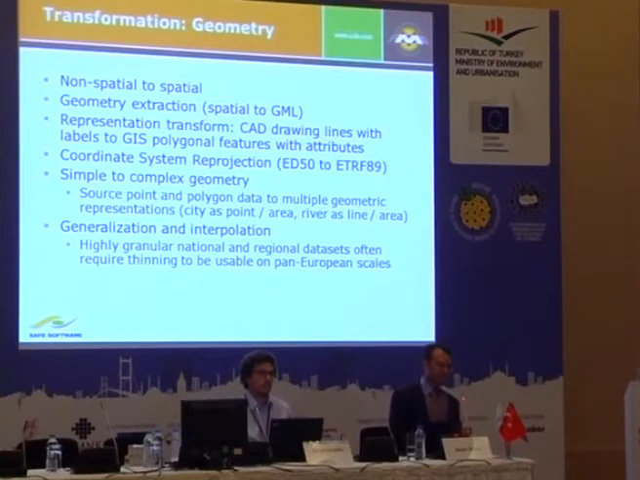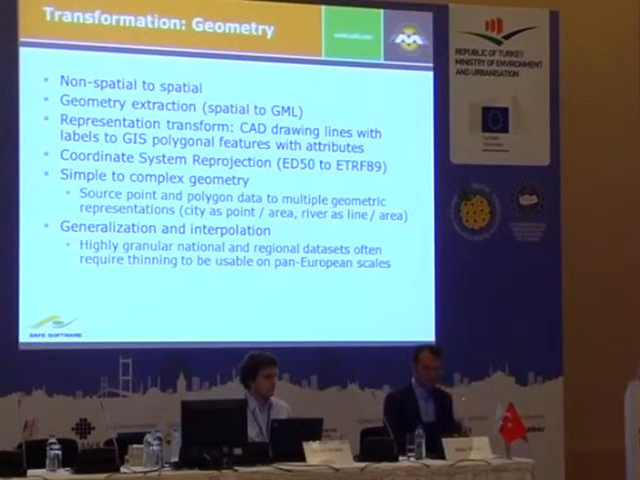So Inspire, in some cases, you need to have, for a road, an area representation and a centerline representation. So in GML, you can store multiple geometries per object. Most GIS or CAD only have one geometry per feature. So with FME, you can build that.